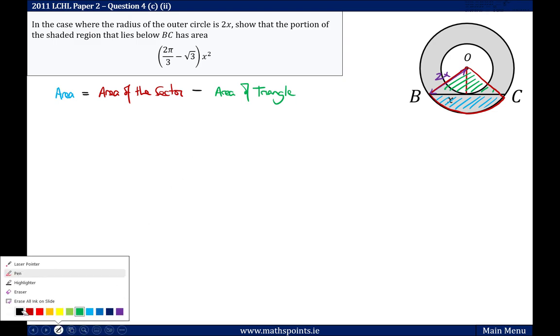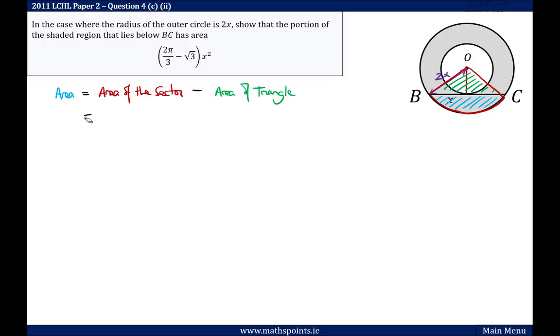So the area of that light blue region is going to be equal to the area of a sector. Now there's two formulas for the area of a sector. There is the formula when we're using radian measure, which is half r squared theta. So that's the formula for the area of a sector if we're going to use radian measure. But we'll just use degrees in this question and see if we can get to it.